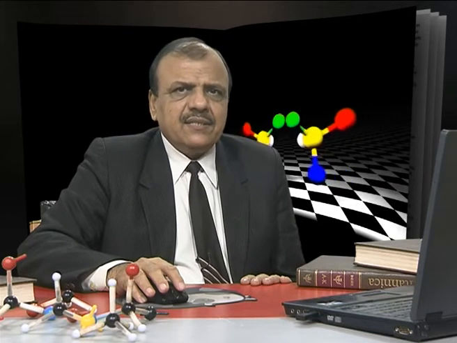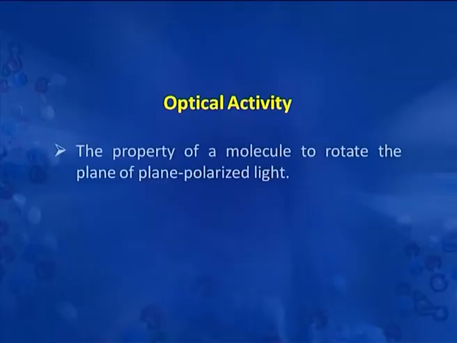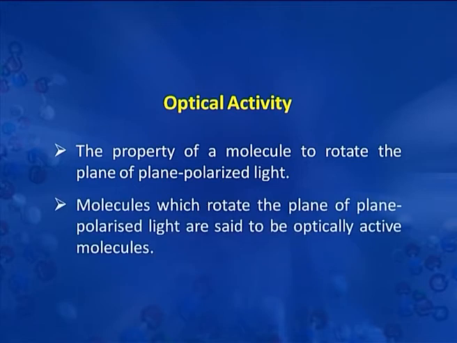Optical activity is one of the physical properties. You have studied many physical properties about compounds like melting point, boiling point, density. Similarly, optical activity is also a physical property. It is the property of a molecule to rotate the plane of plane polarized light. Molecules which rotate the plane of plane polarized light are said to be optically active. But what is this plane polarized light?